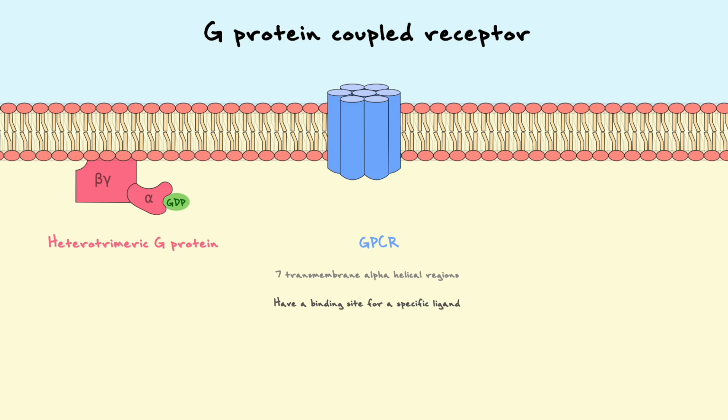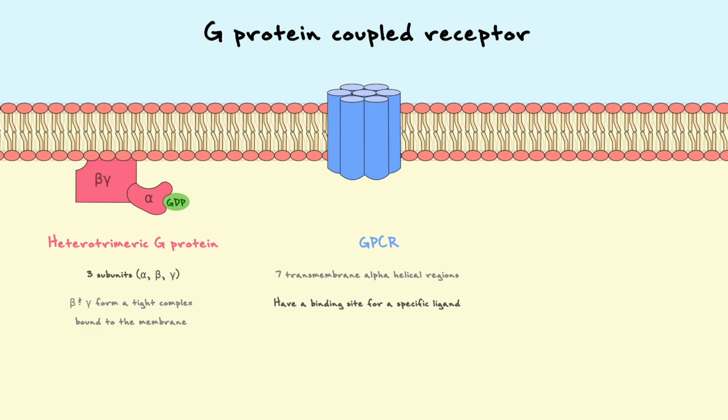Here, heterotrimeric means that the G protein is made out of 3 different subunits: one alpha, one beta, and one gamma. The alpha subunit is loosely associated with the membrane, whereas the beta and gamma subunits form a strong bound complex that is more tightly associated with the membrane.